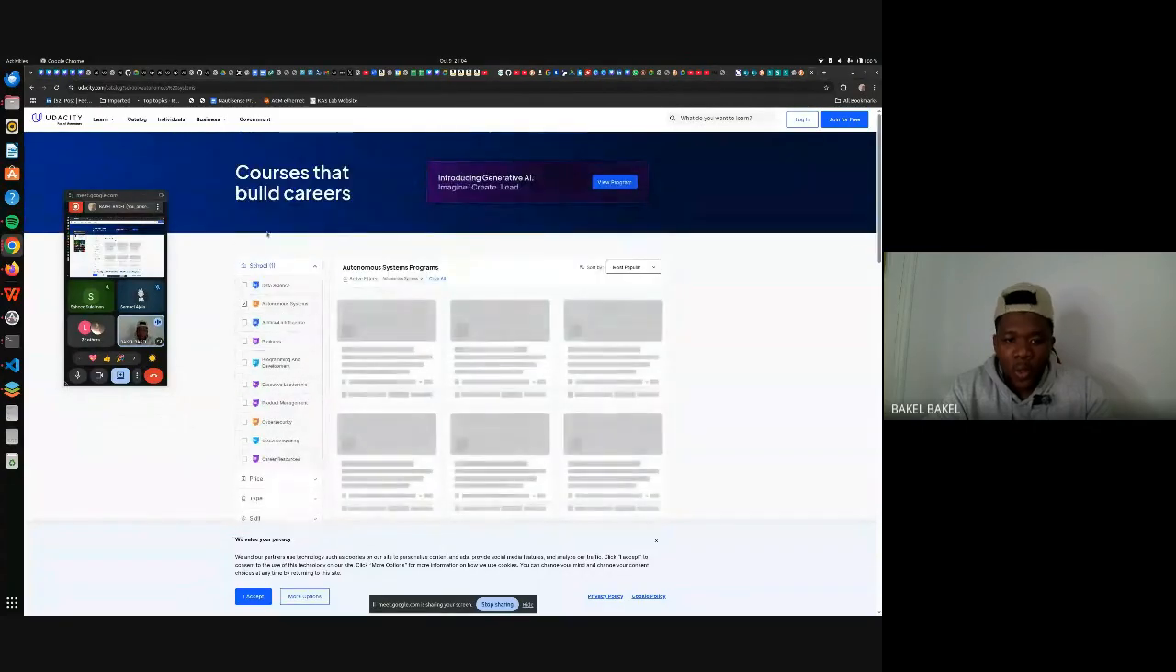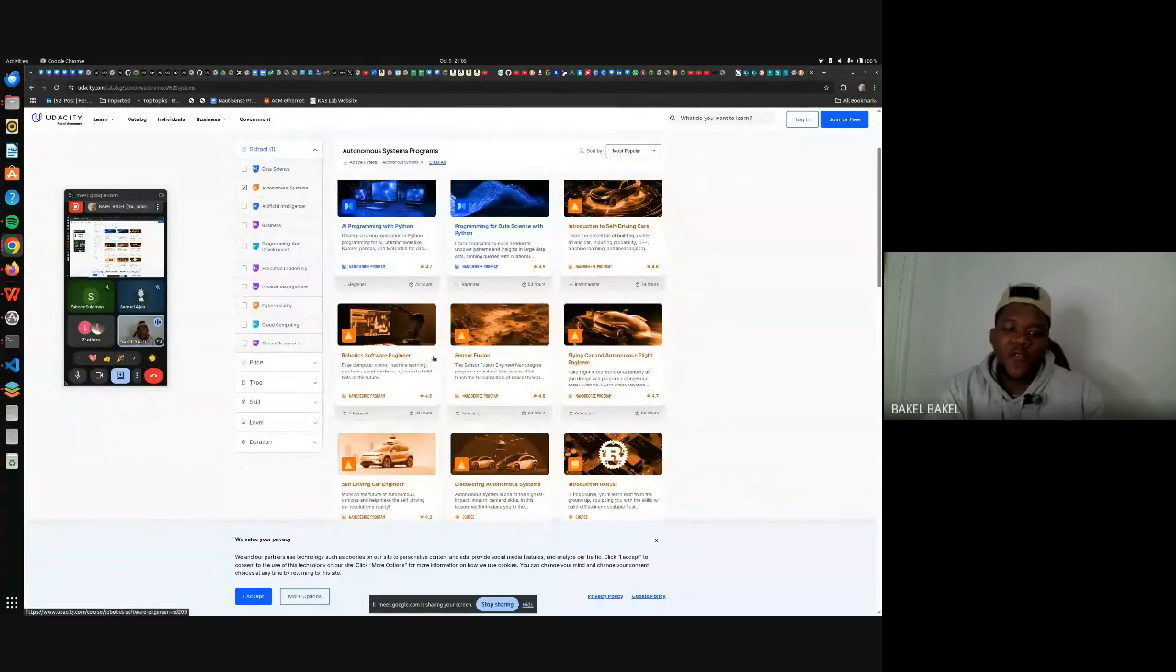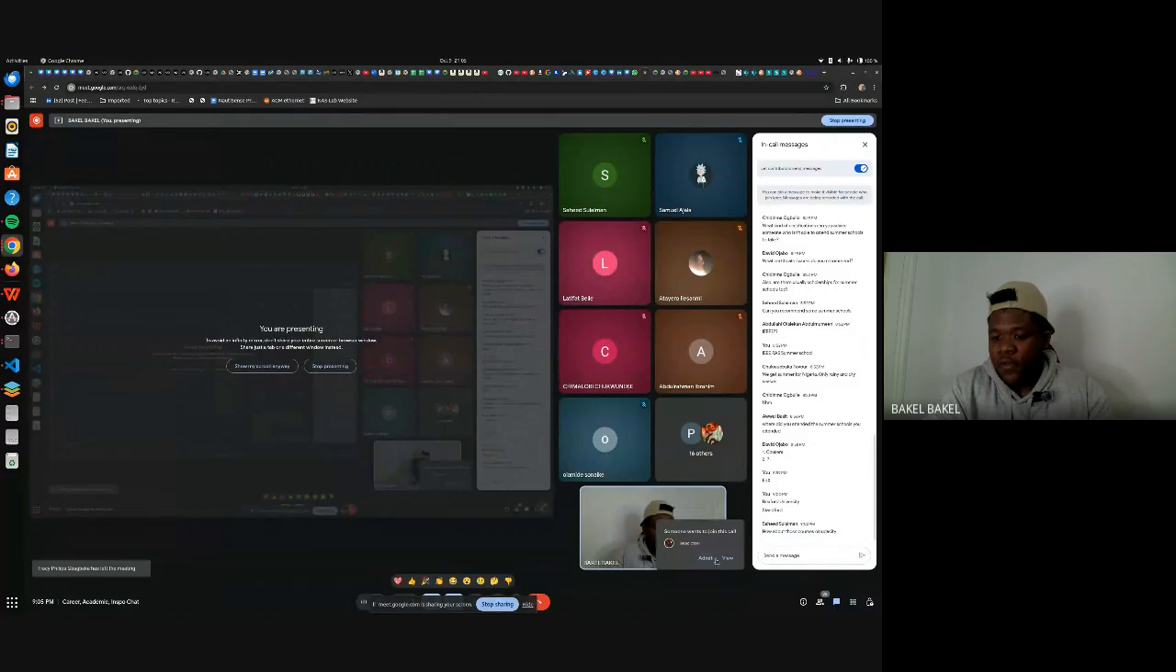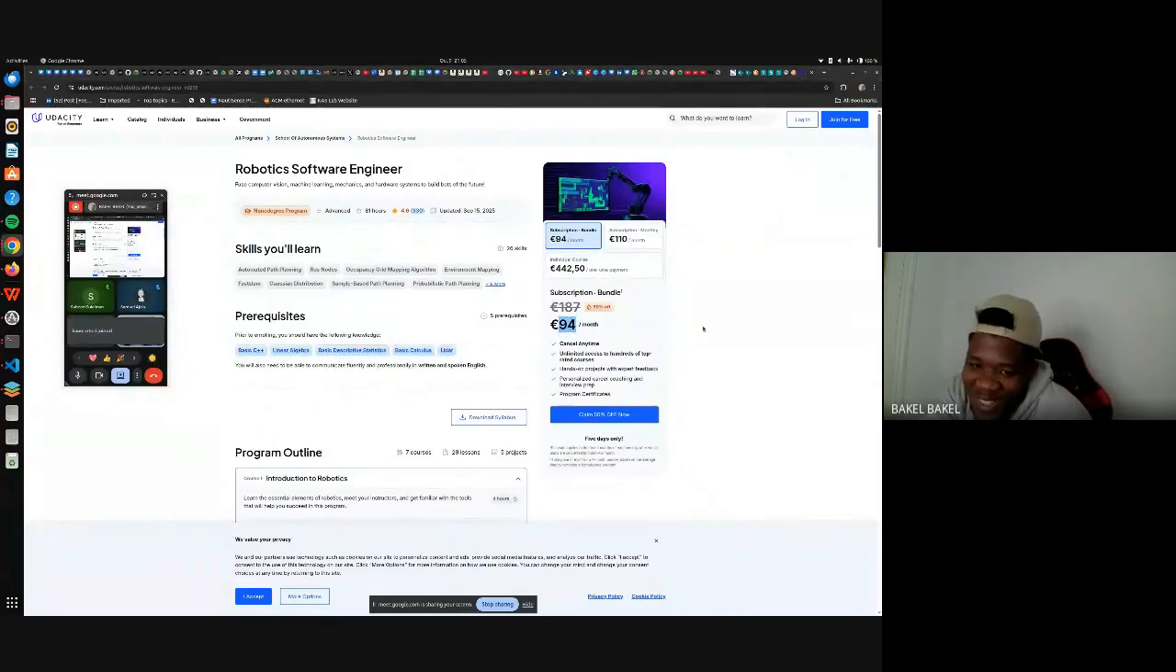Let's see if I can get robotics. Autonomous systems should work. Autonomous systems programs, AI, sensor fusion. Okay, robotics software engineering, I think that's more like it. By the way, sensor fusion is one very, very hard aspect of robotics. Sensor fusion is pretty sick.